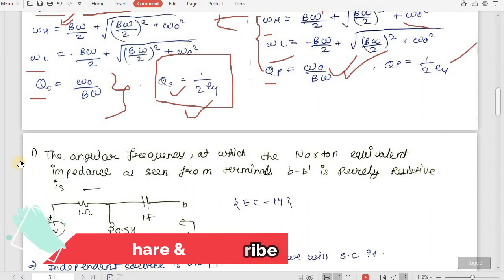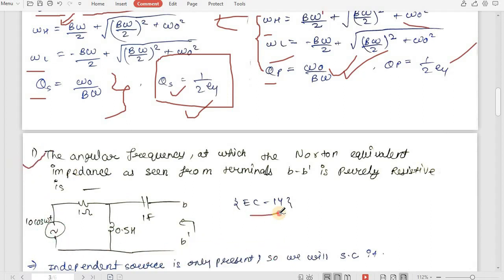Now let's start with the sums. This is the first sum, it is of EC 2014. The question is: the angular frequency at which the Norton equivalent impedance as seen from terminals B dash to B dash is purely resistive is.